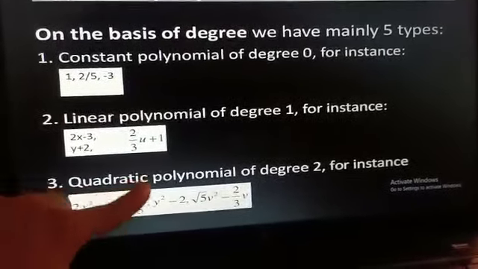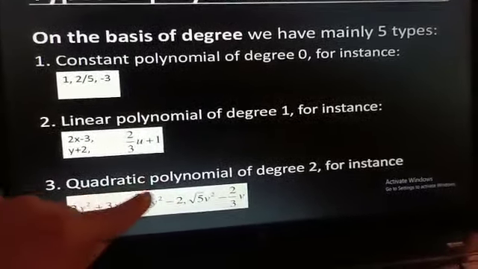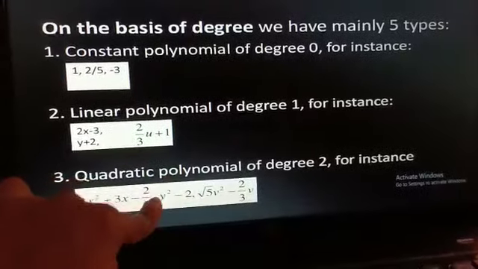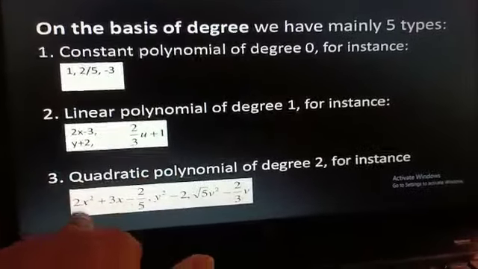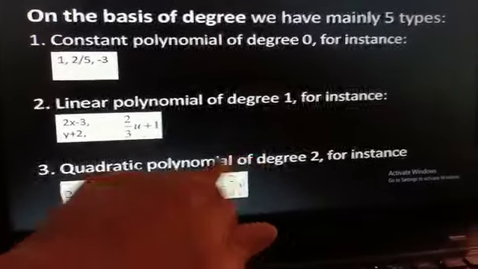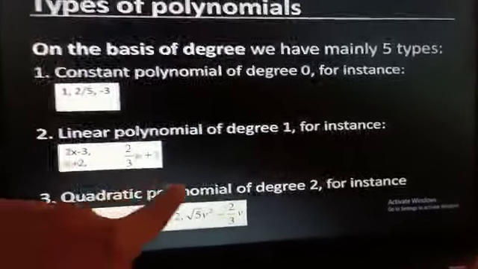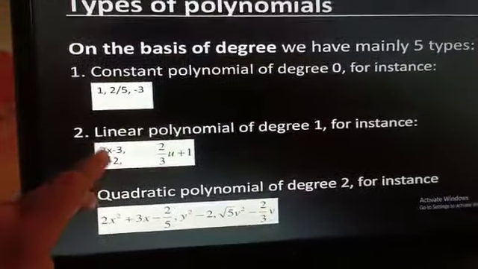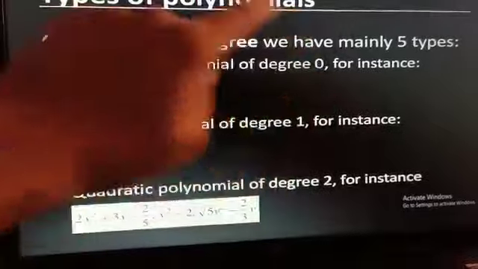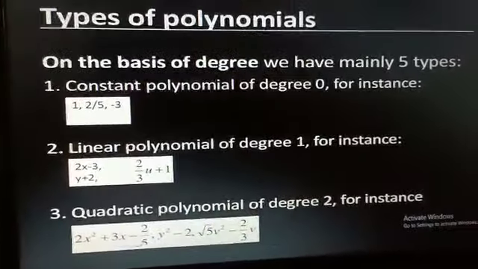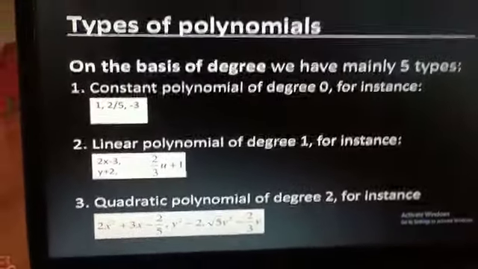2x square plus 3x minus 2 by 5, x square, y square minus 2, y square. So if the highest power is 2, then it's called a quadratic polynomial. If the highest power is 1, then it's called a linear polynomial. And if the highest power is 0, then it's called a constant polynomial.